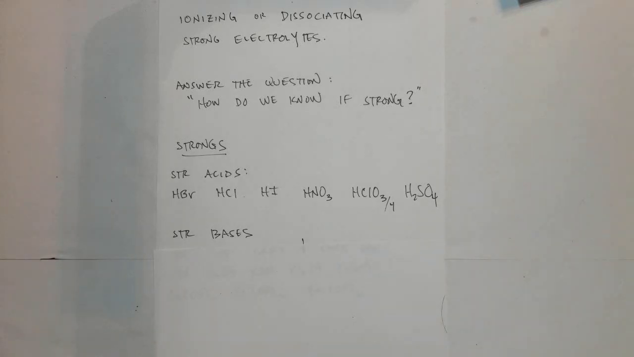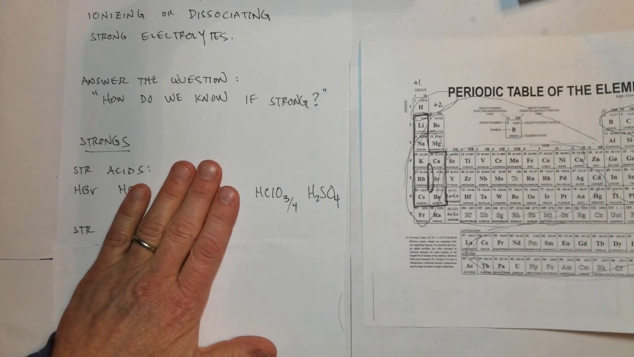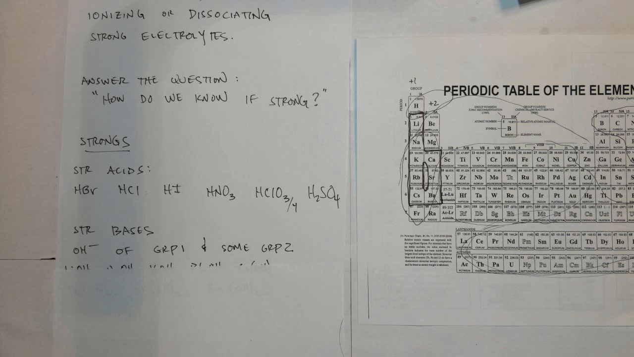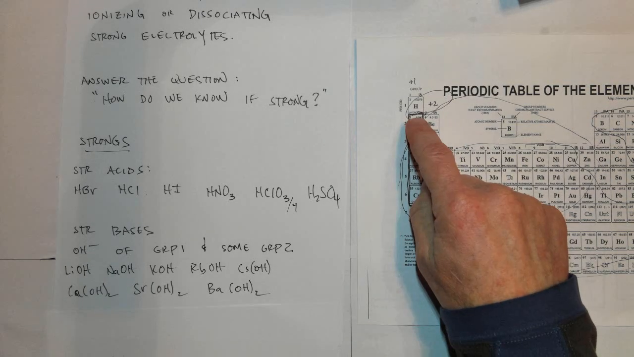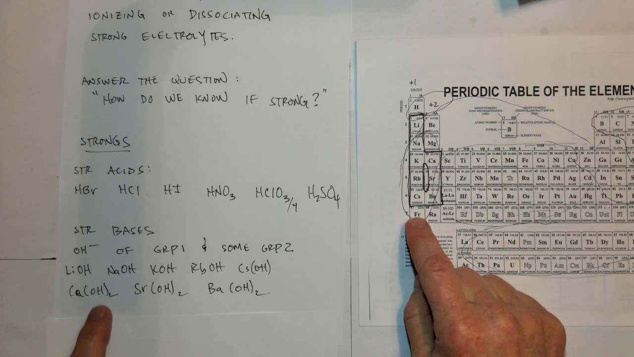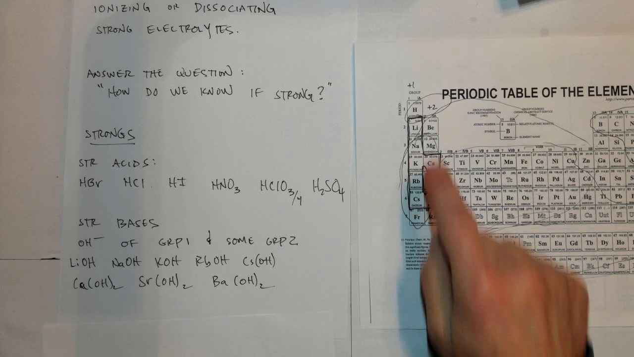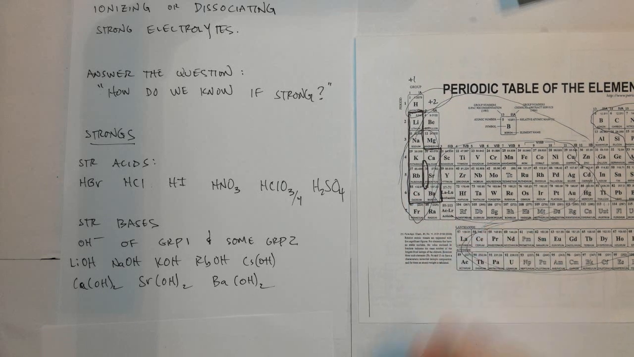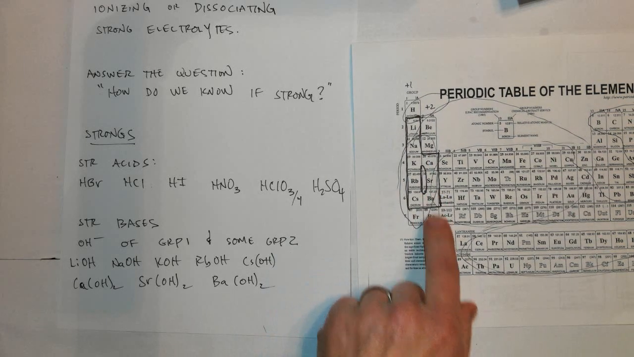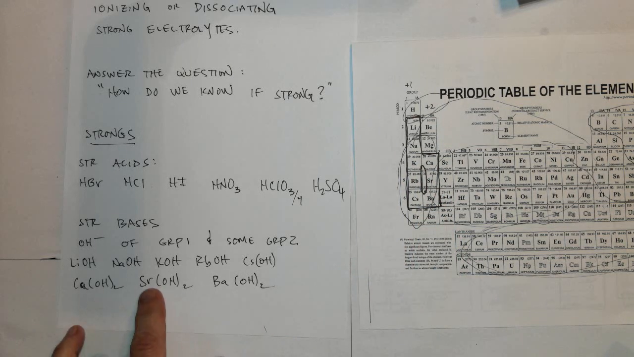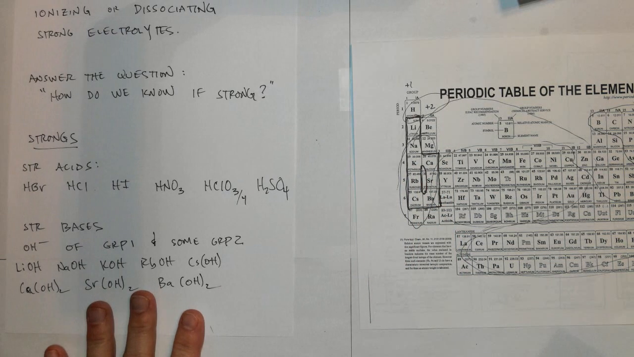The strong bases are also easy to remember if you have a periodic table nearby. Remember that the strong bases are the hydroxides of the group 1 and some group 2 metals. So group 1 and group 2 are these: lithium, sodium, potassium, rubidium, and cesium hydroxides, and then calcium, strontium, and barium, and they form a B on the periodic table. So if you're ever asked which ones are the strong bases, just pull out your periodic table and look at them. Just remember that these are going to have 2 OHs next to them.